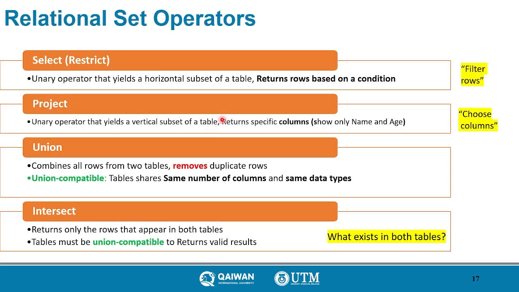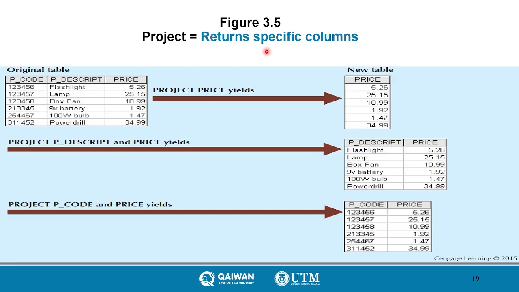Now how about project? Project chooses or returns specific columns. For example, this is our original table. If we say project price, it will bring us the price. If we say project P descript, it will bring us the description and the price together. If I say project P code and price, it will return the P code and the price together.